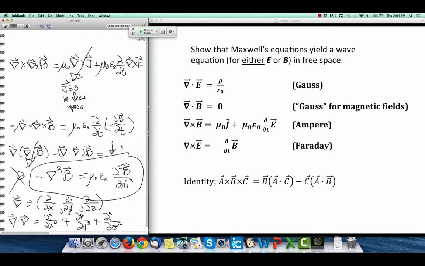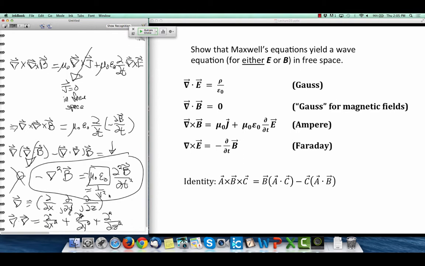So I'm either going to ask you to derive the wave equation for B or the wave equation for E, one or the other. By the way, these two constants equal 1 over the speed of light squared. Usually the speed of light, you would use the letter C. I'm going to use V here just to remind you that this is a normal wave moving with a velocity, with a speed V.